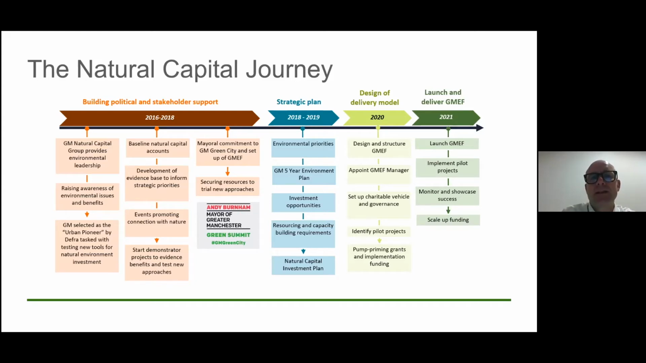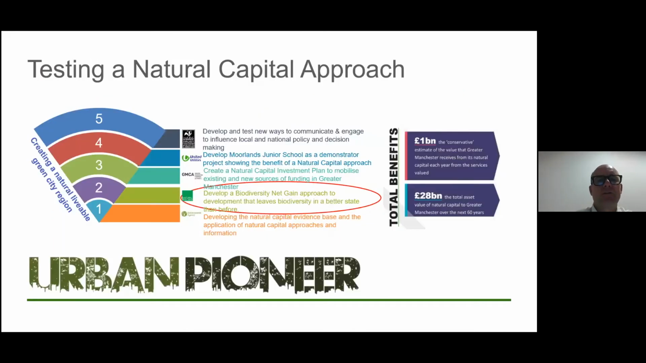We are looking at where we can get and generate investment into our natural environment, because historically we've focused on public funding to improve and manage it, but we need to start looking at blending public with private finance, because the private sector also benefits from the natural capital benefits being delivered. So we need to look at innovative ways of creating finance to help improve our natural environments.